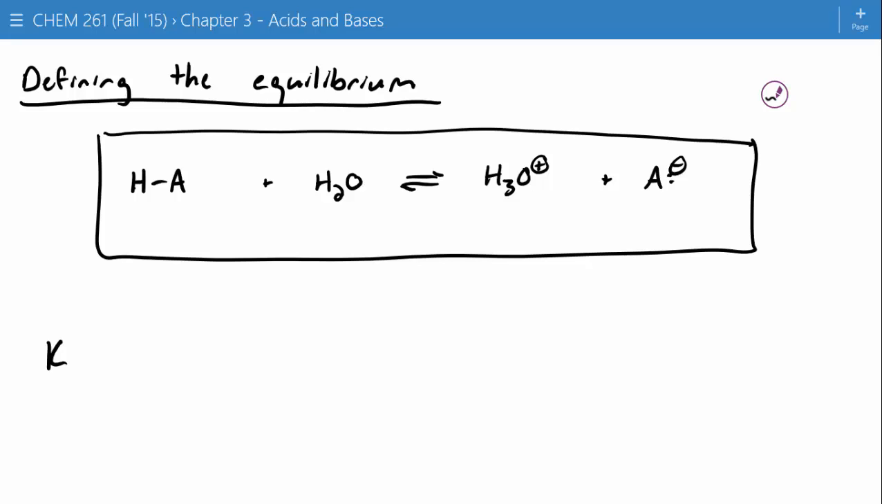So how many of you guys remember KEQ? Equilibrium constants, right? This is Chem 163, I believe you guys covered this. So what does the KEQ represent? Yeah, products over reactants. So it's a concentration of our products, which is H3O plus, and our conjugate base, A minus, over our reactants, which is HA and H2O.